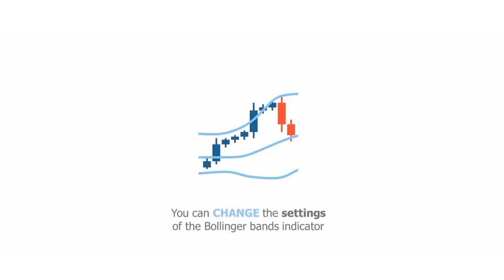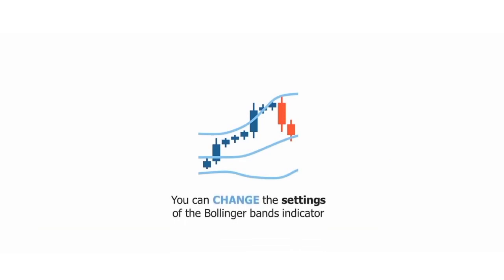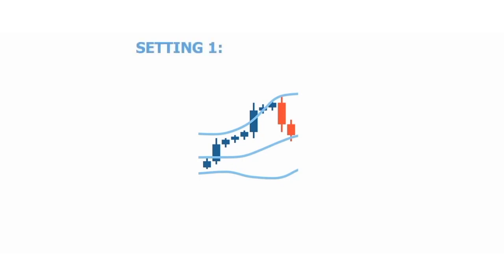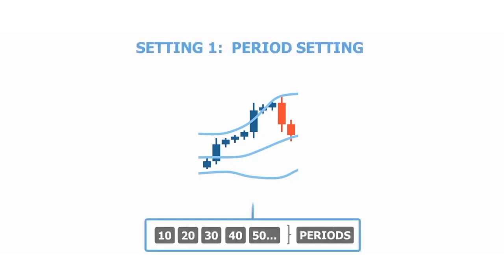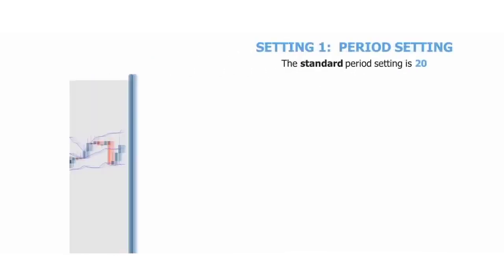You can change the settings of the Bollinger Bands indicator to suit your own personal strategy. The first setting you can change is the period setting. Altering the period setting will alter the number of periods on which the Bollinger Band is calculated. The standard period setting is 20.